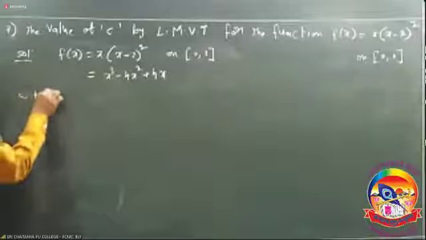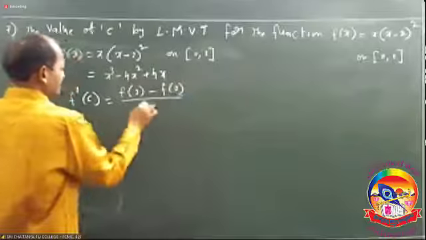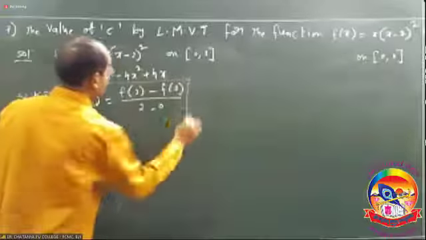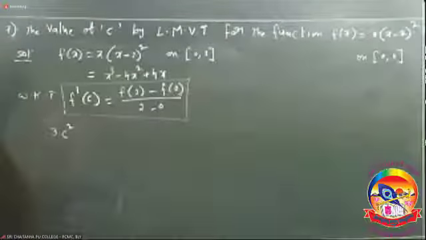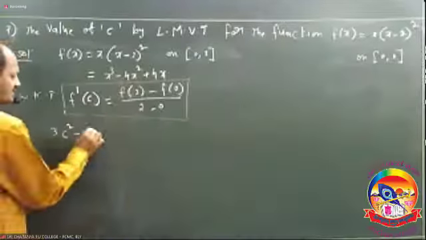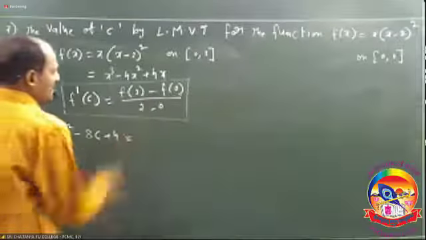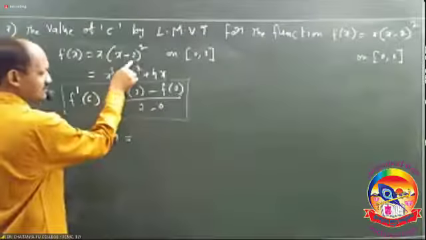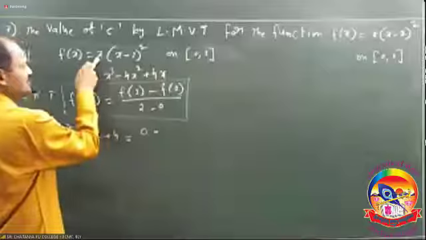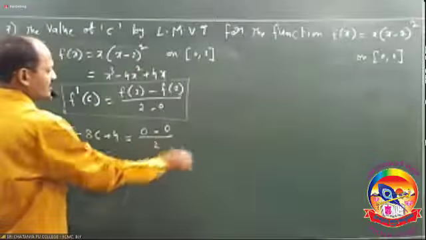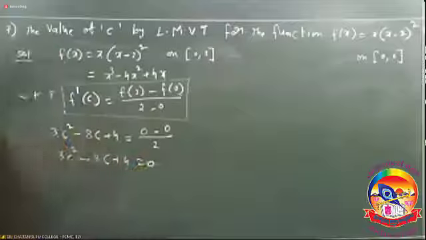We know that f dash of c is equal to f of 2 minus f of 0 divided by 2 minus 0. f dash of c: the derivative of x cube is 3x square, minus the derivative of 4x square is 8x, plus the derivative of 4x, that is 4, is equal to f of 2, that is 2 into 2 minus 2 whole square, so total value 0, minus f of 0, 0 into anything is 0, divided by 2. So it is 3c square minus 8c plus 4 is equal to 0.